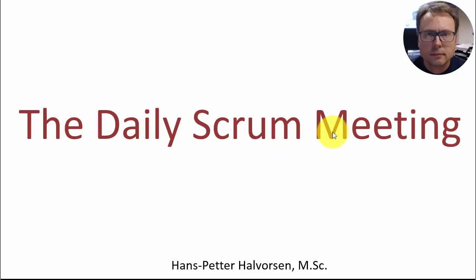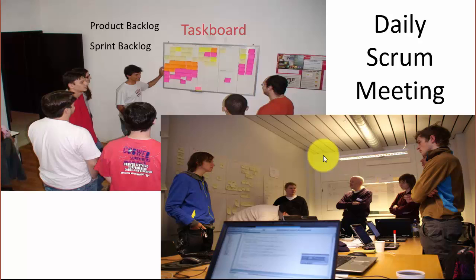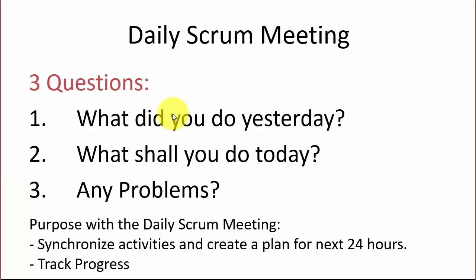The daily Scrum meeting is an important part of Scrum. Here you see a typical daily Scrum meeting where the team members are gathered around the taskboard. In this case they just have a whiteboard with sticky notes. That is their taskboard.